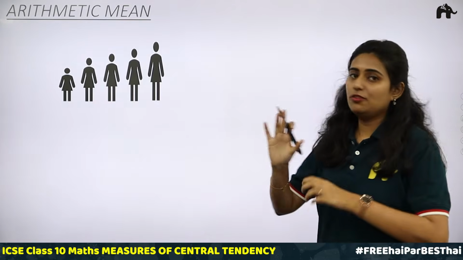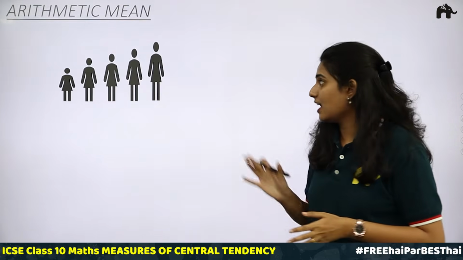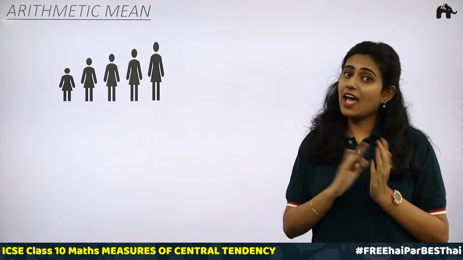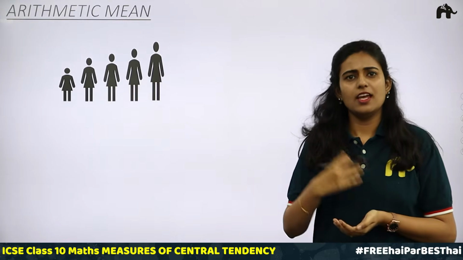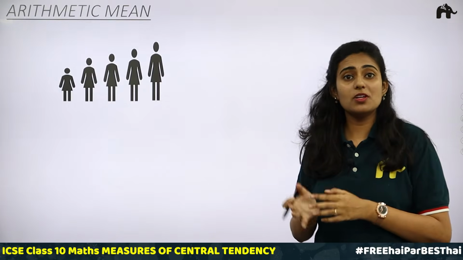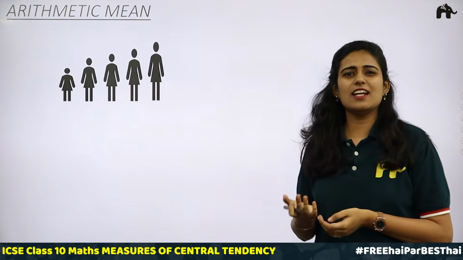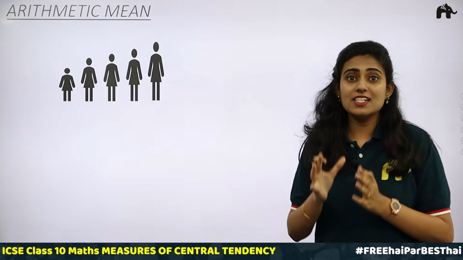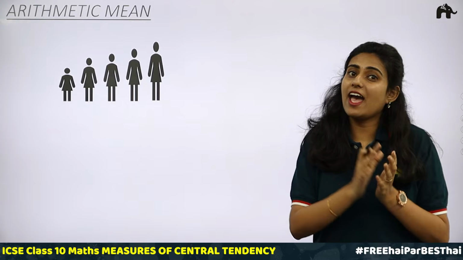For example, if you consider 3 classes, 9A, 9B, 9C, and the teachers say in 9A there are many bright students, in 9B there are more average students, and in 9C the number of poor students is more. How do we say this? The teacher is making a calculation and taking the average of it.